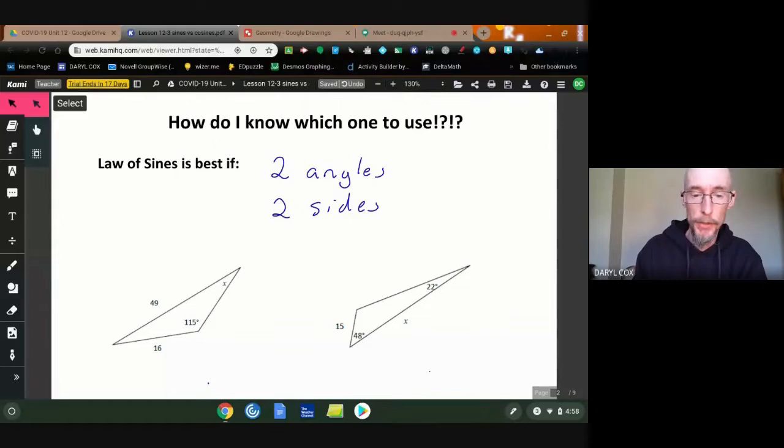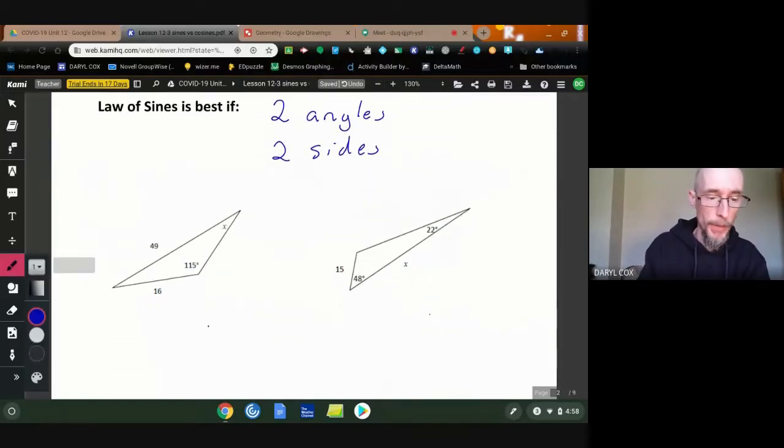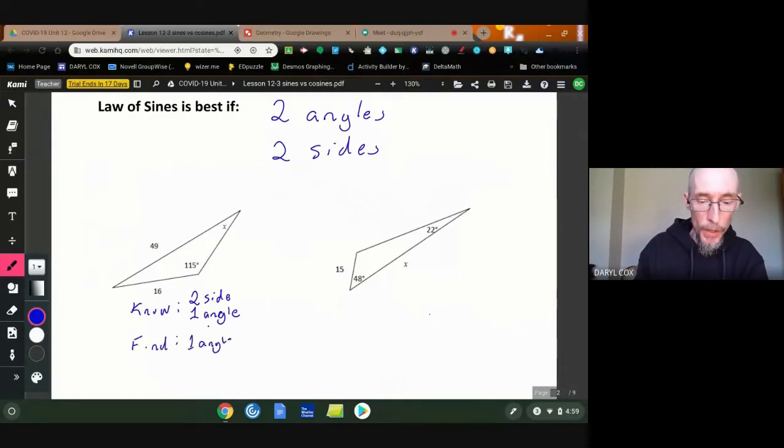Like when I look at this first triangle here, here's what I know. I know two sides, they're given to me, and I know one angle given to me. Okay, and I want to find one angle. So there I see if I need two angles, I have two angles. If I need two sides, I have two sides. So two sides, two angles, that's the law of cosines. Or I'm sorry, the law of sines.